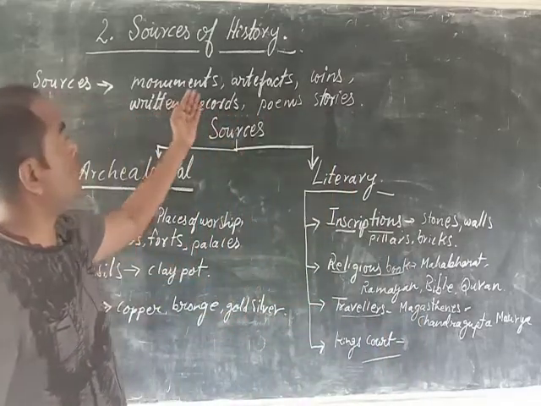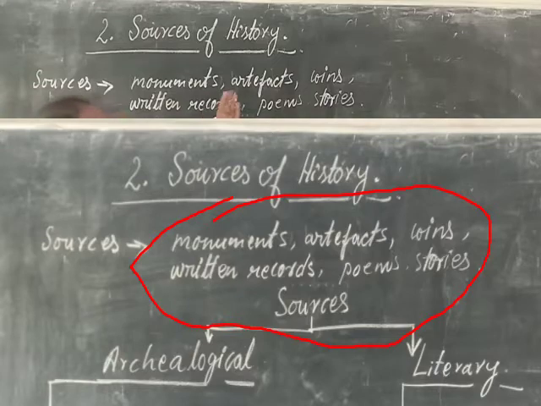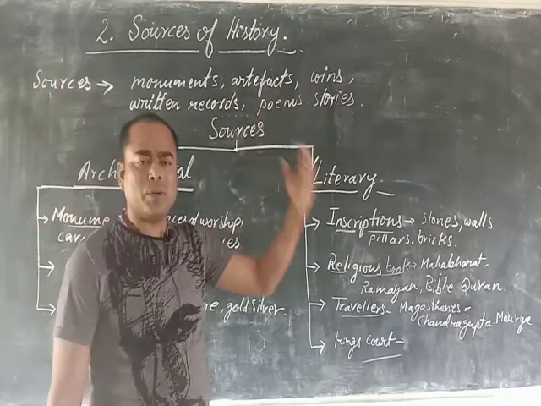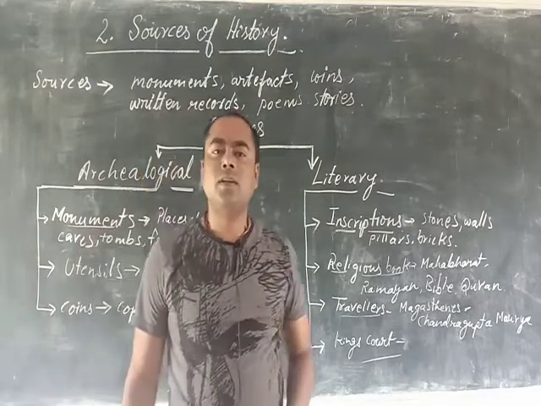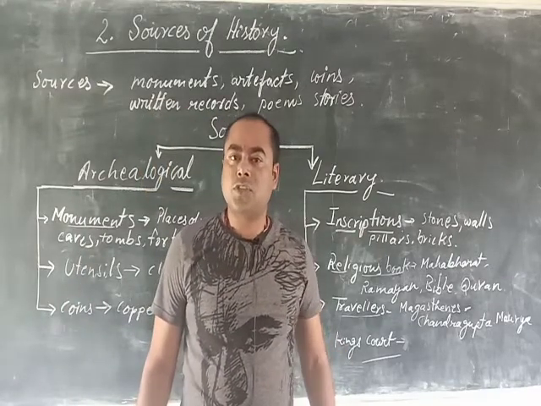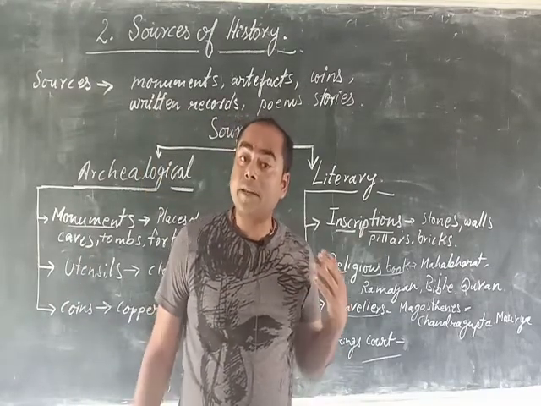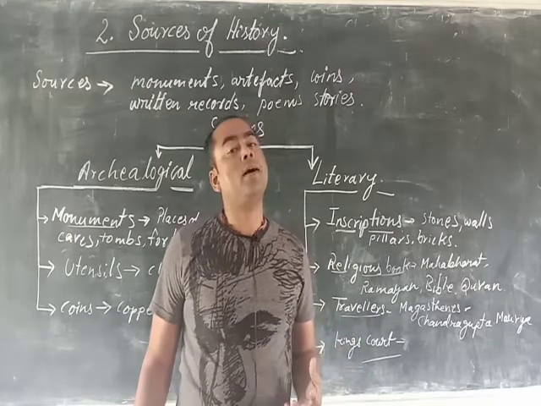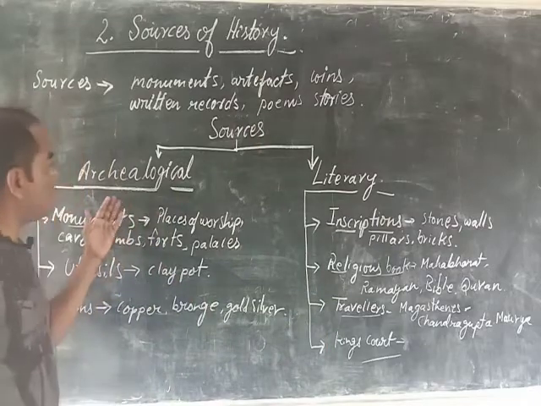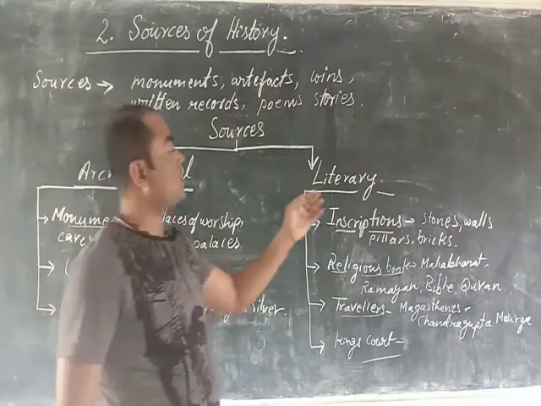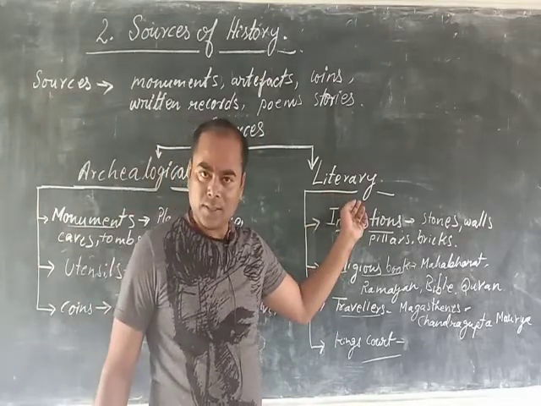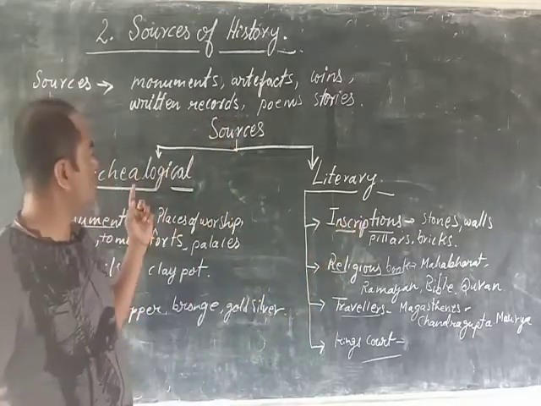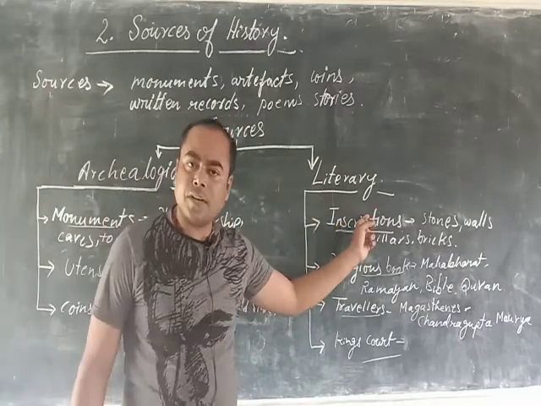These are historical monuments, artifacts, coins, written records, poems, stories, etc. So these are the main sources of history. Generally we can categorize historical sources into two main parts. Number one is archaeological sources, and number two is literary sources.